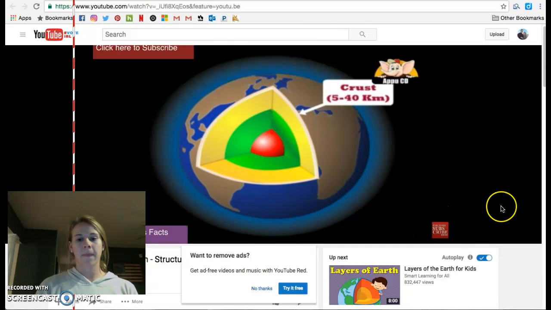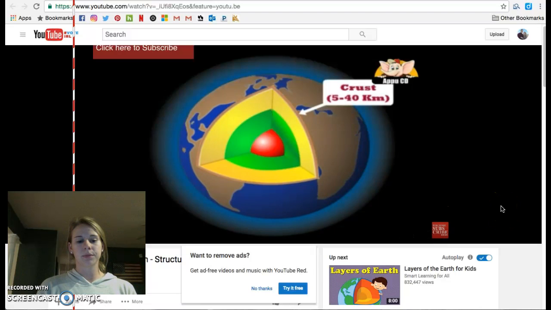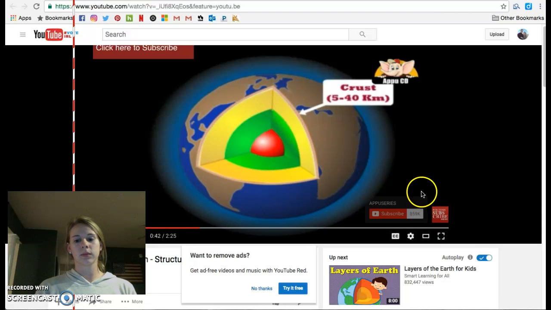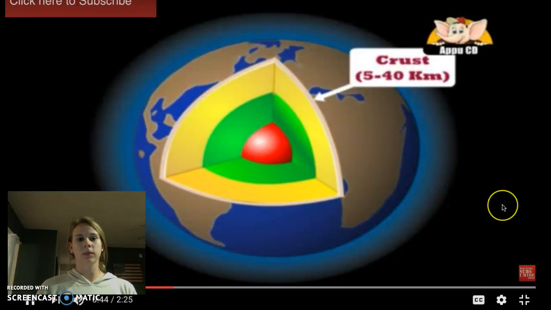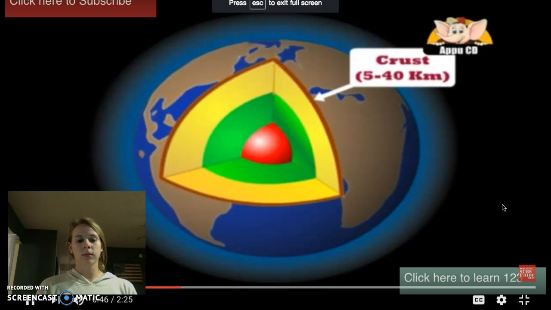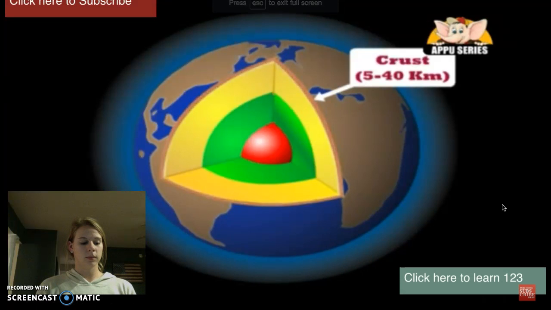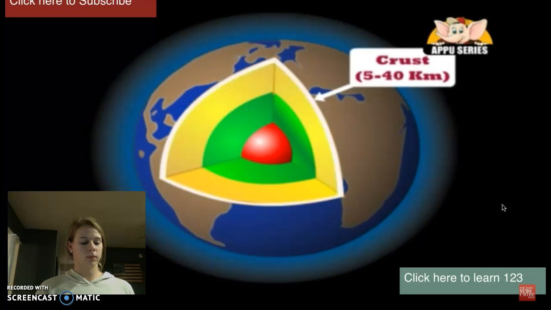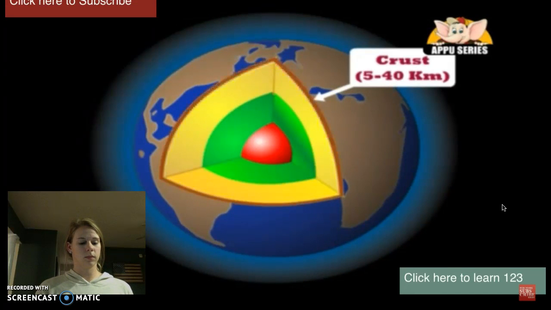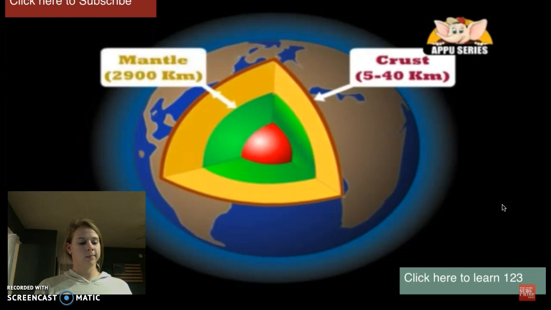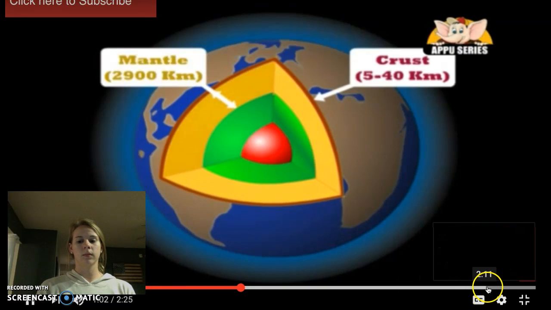The crust comprises of the continents and ocean basins. The crust has a variable thickness, being more in the continents and less in the ocean basins. The crust is composed mainly of aluminosilicates. The next layer is the mantle, which is composed mainly of iron, magnesium, and silicon.